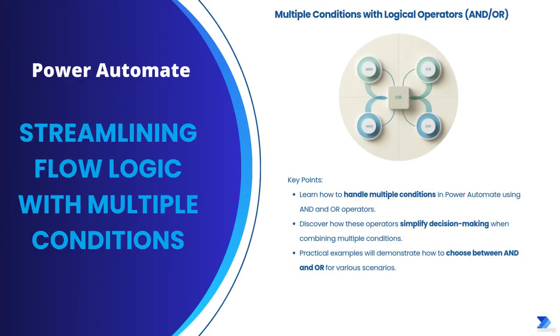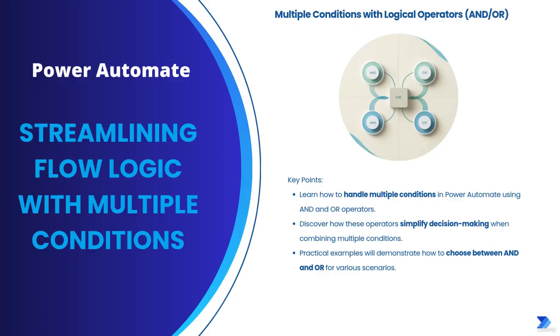Multiple conditions with logical operators, AND OR. When building flows in Power Automate, there are often situations where you need to evaluate multiple conditions at the same time. For instance, a decision could depend on whether multiple conditions are all true or if at least one of them is true. This is where logical operators like AND and OR come into play. These operators allow you to combine multiple conditions into a single decision block, giving your flow more flexibility and precision.